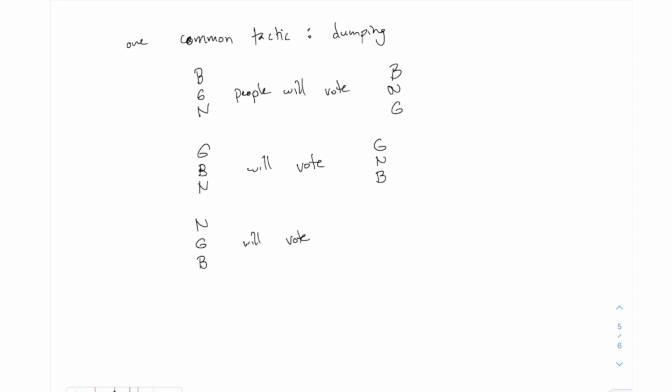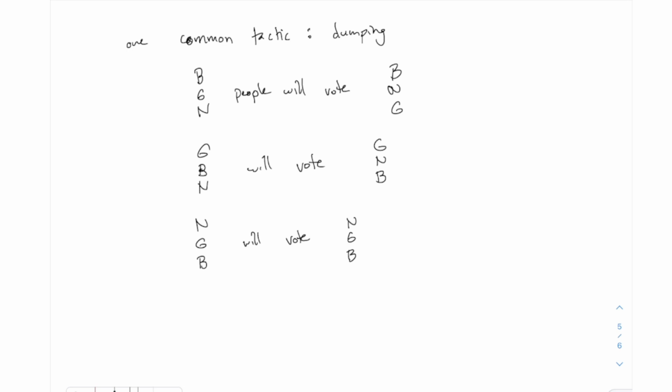actually, they probably are going to vote that way. The Nader, Gore, Bush, their least favorite person is Bush. And they already put Bush at the bottom. They certainly wouldn't want to dump Gore because they kind of like Gore, right? So actually, these people will still vote Nader, Gore, Bush.